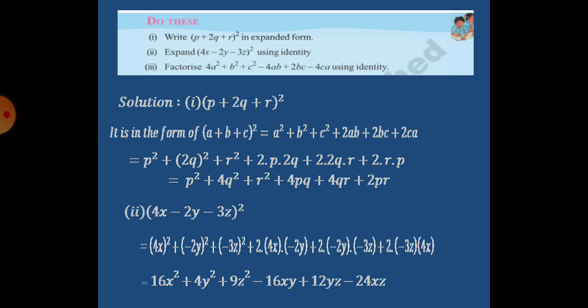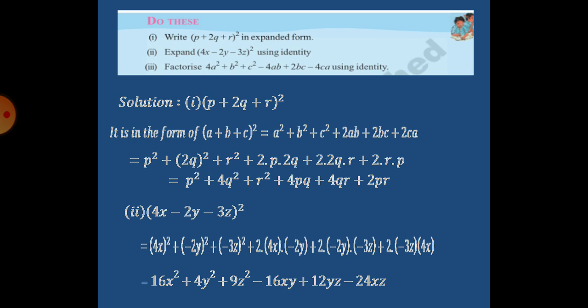So finally the product is p square is p square, and in 2q square, 2 square is 4 and q square is q square. r square plus 2 twos are 4pq plus 4qr plus 2pr. So once again I'll read the final answer. The square of p plus 2q plus r is p square plus 4q square plus r square plus 4pq plus 4qr plus 2pr. Now similarly one more problem is there, 4x minus 2y minus 3z whole square.